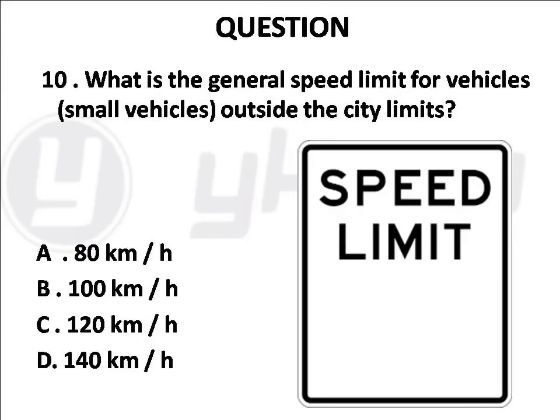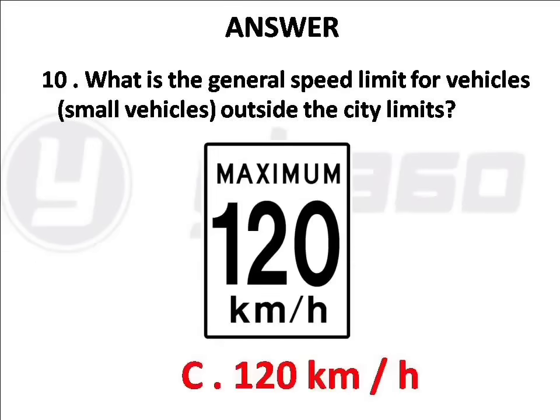Question number 10. What is the general speed limit for vehicles, small vehicles, outside the city limits? The options are: A, 80 kilometers per hour; B, 100 kilometers per hour; C, 120 kilometers per hour; D, 140 kilometers per hour. The answer is option C, 120 kilometers per hour.